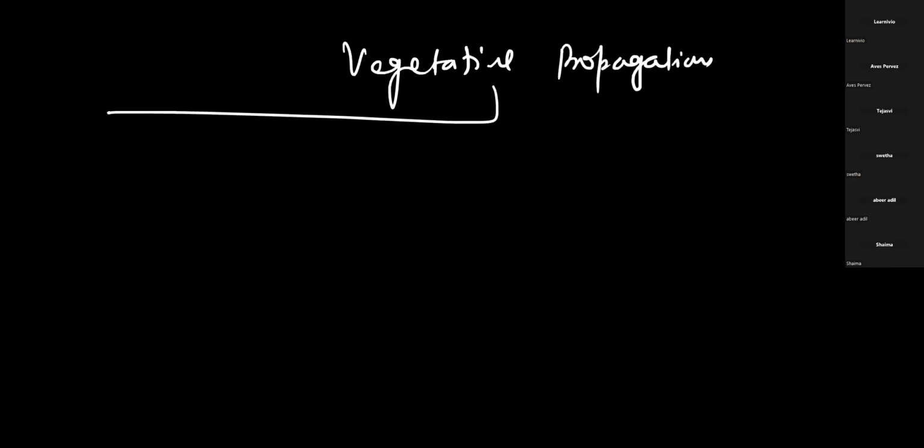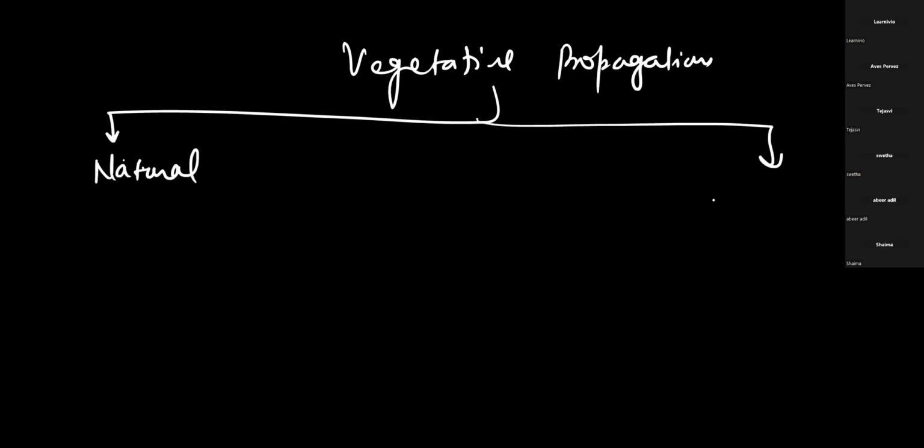Vegetative propagation is of two types. One is natural, and the other one is artificial. So what does it mean?